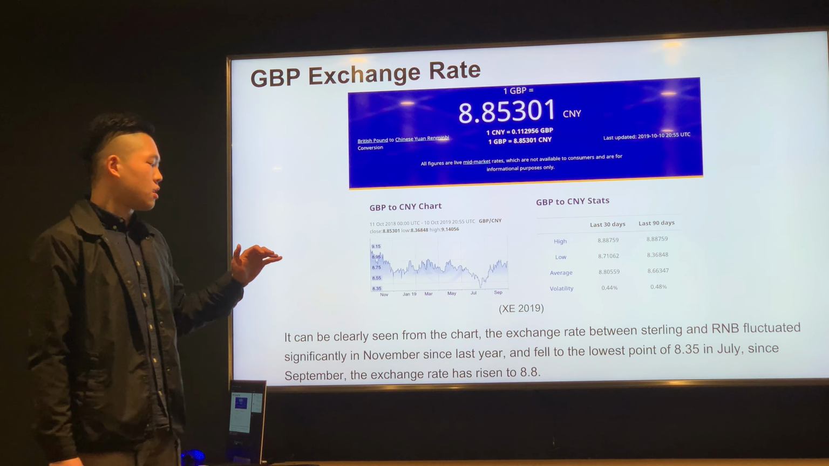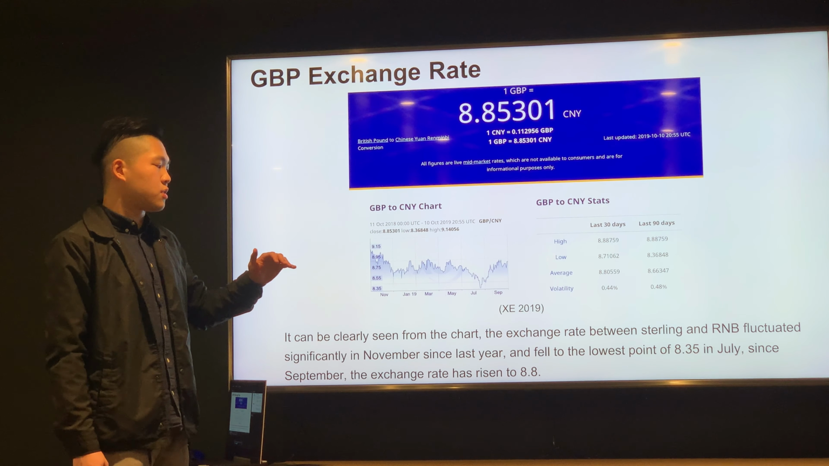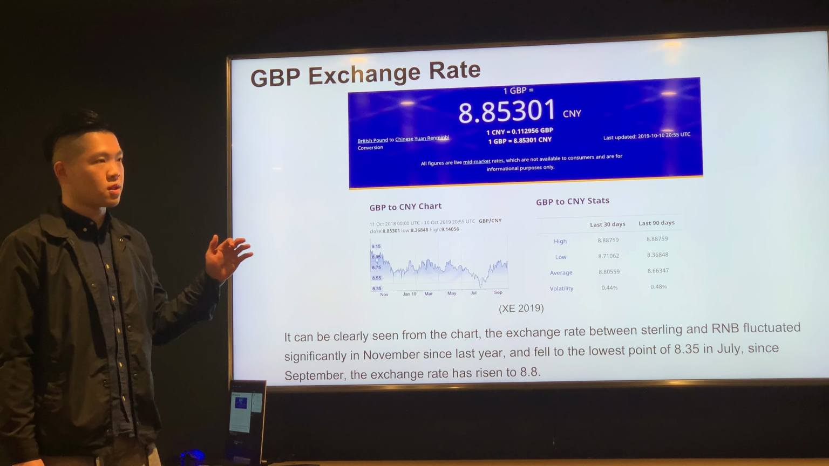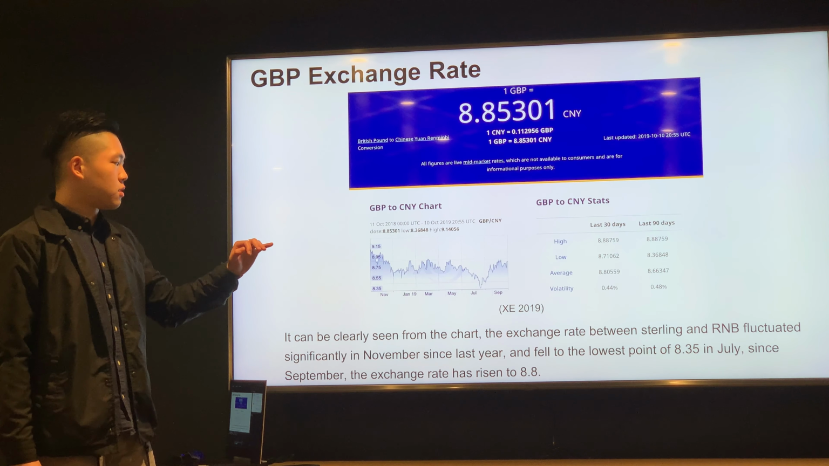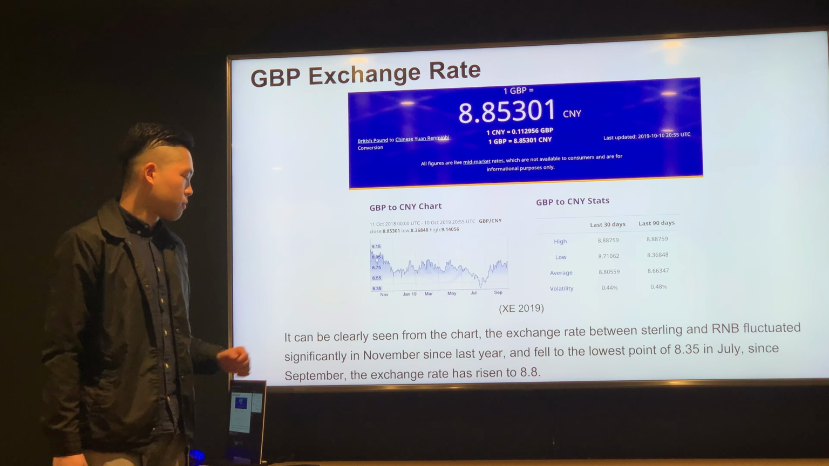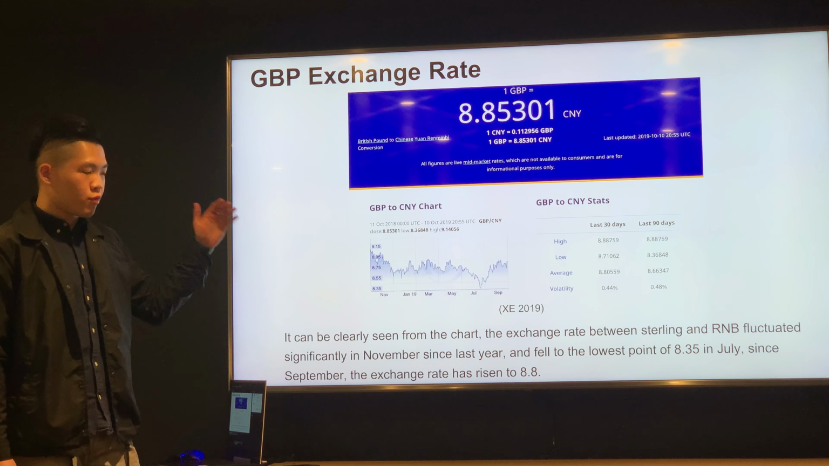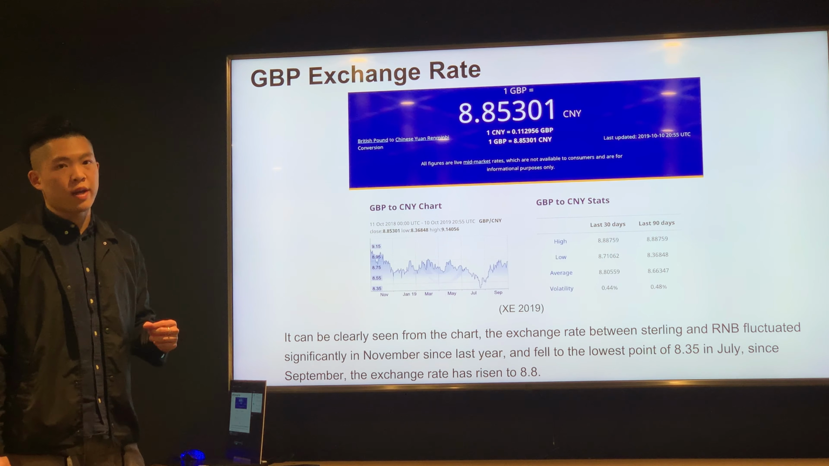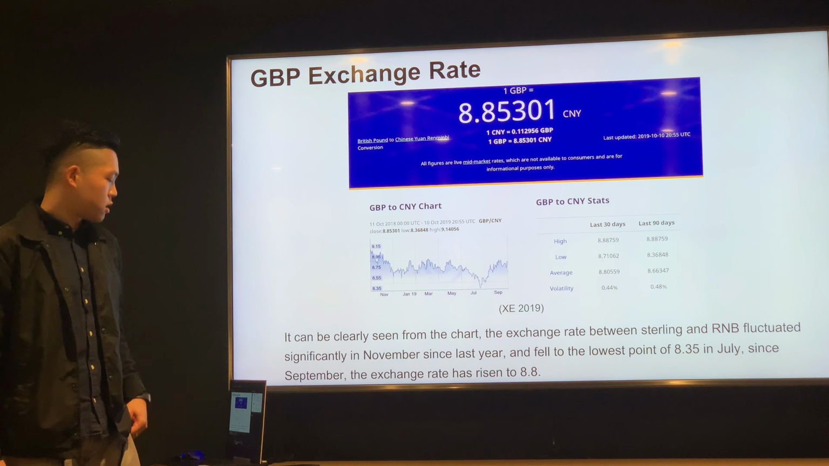Since last year it fell to the lowest point of 8.35 in January, and we think this exchange rate will affect the companies when they enter the UK.